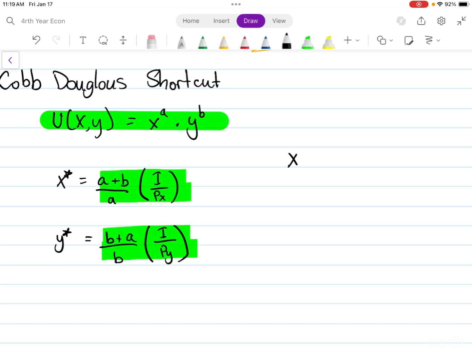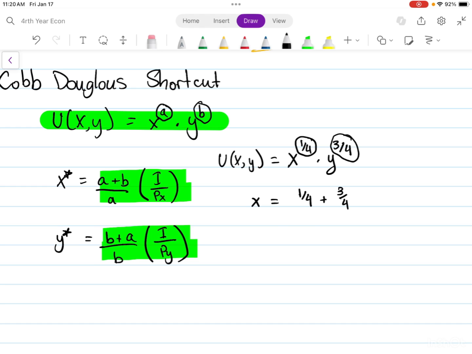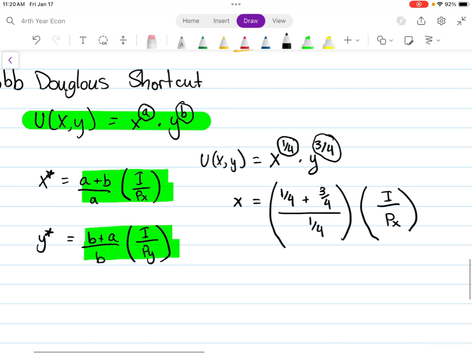So we had x to the 1 over 4 times y to the 3/4. And that's our utility maximization equation. And as you can see here, let's find x. We know that the value of a right here is equal to 1 over 4, and the value of b is equal to 3 over 4. So let's solve for that real quick. We have x is equal to a, which is 1 over 4, over a plus b, which is 1 over 4 plus 3 over 4, and that's our first part of the equation, multiplied by I over px. And we do end up getting the same I over 4px.